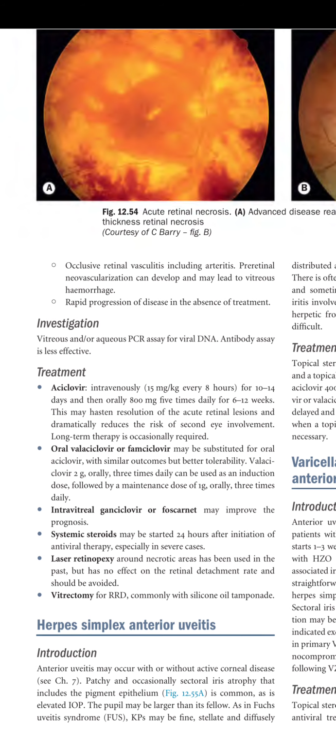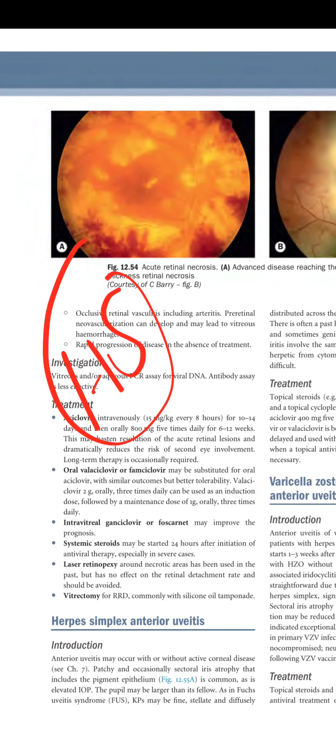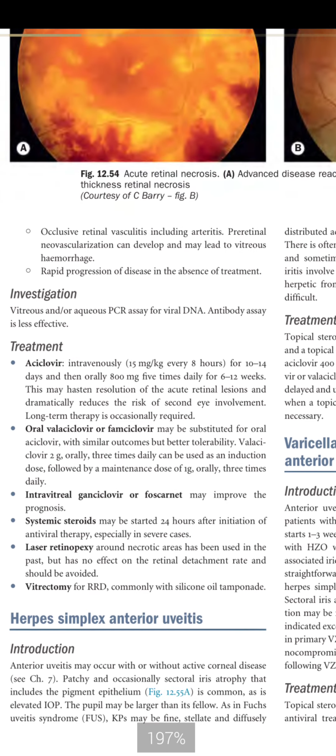So, herpes simplex anterior uveitis. Anterior uveitis may occur with or without active corneal disease. So herpes simplex can also cause anterior uveitis, and we are studying all the cases of viral uveitis. So HSV also causes anterior uveitis, but sometimes without even corneal disease.